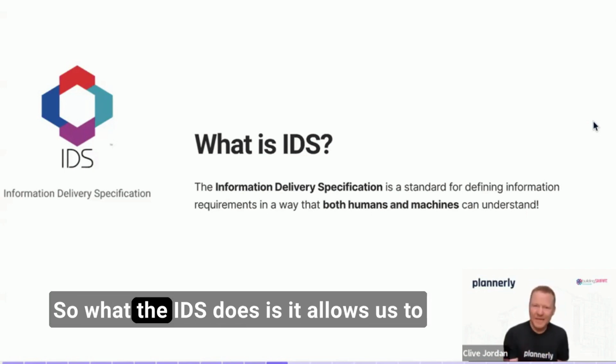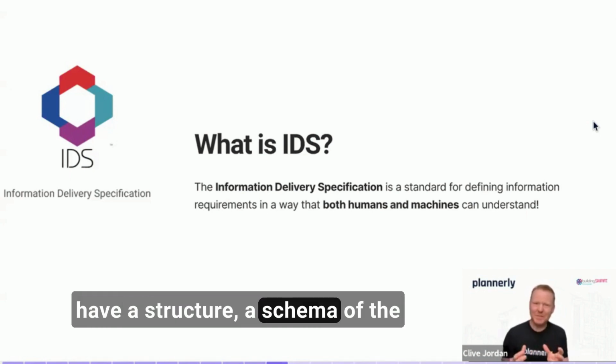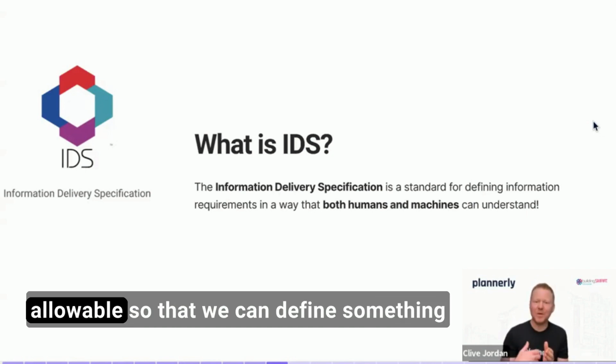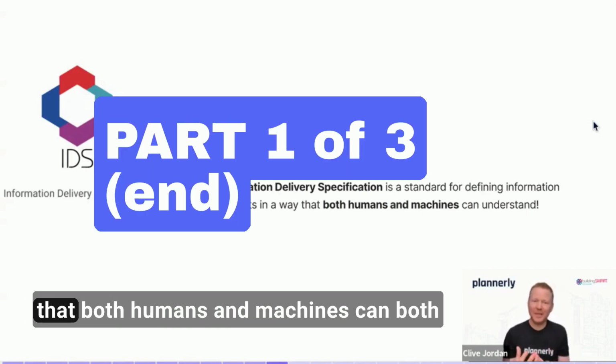So what the IDS does is it allows us to have a structure, a schema of the hierarchy and what's included and what's allowable, so that we can define something that both humans and machines can understand.